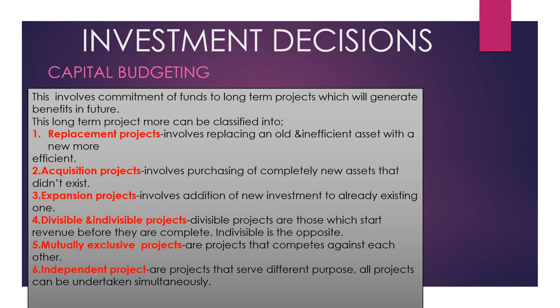This long-term project can be classified into, classification 1 is called replacement project. Replacement project involves replacing an old and inefficient asset with a new, more efficient asset. So in this case you are replacing the machine. That's what is called replacement project. You replace an old one with a new one.